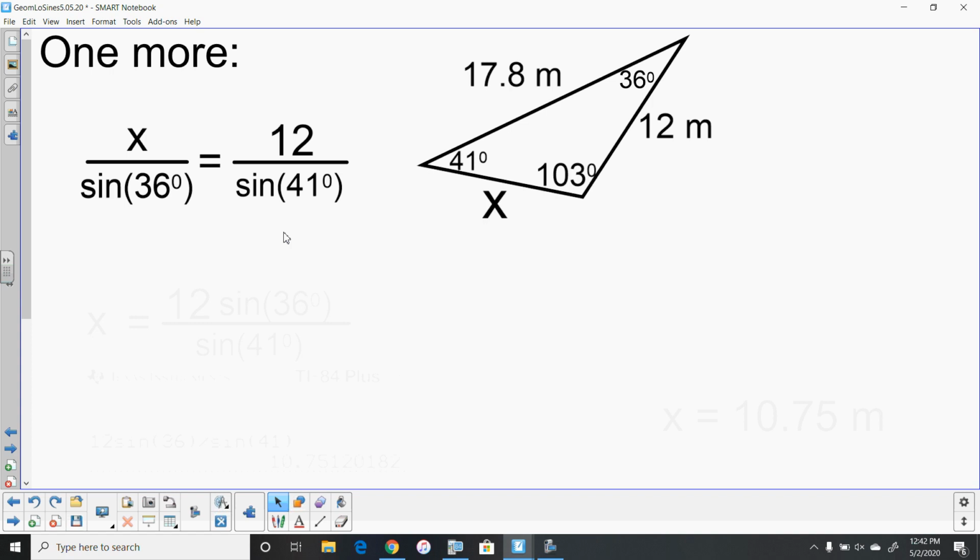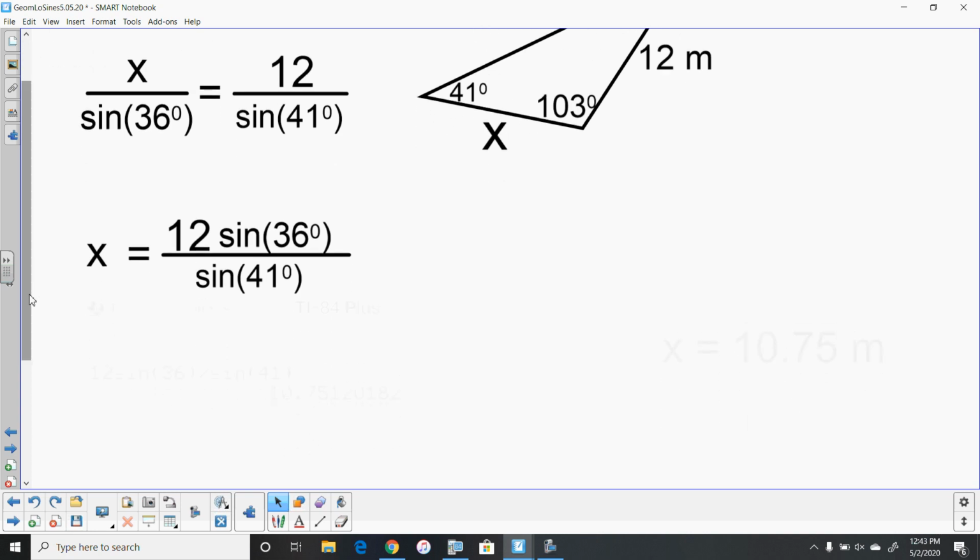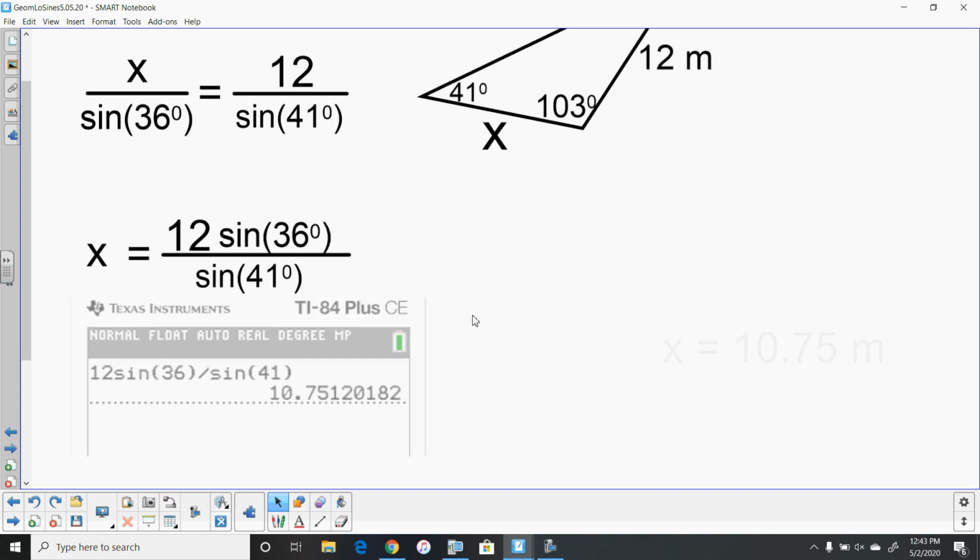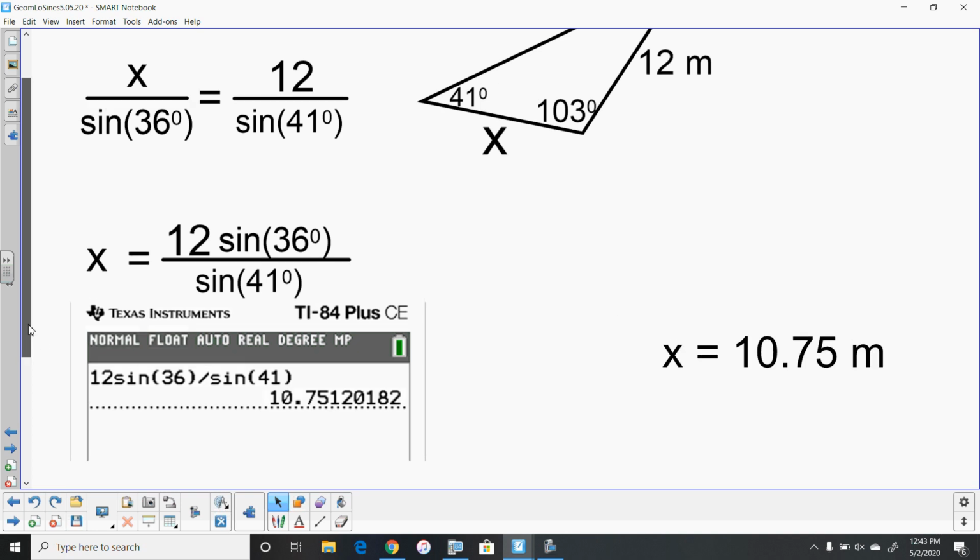If you're thinking, well, I didn't use 12 and 41, I used 17.8 over sine of 103, then you should get almost the exact same answer as well. I'm going to go through just using 12 and 41. I multiply both sides by sine 36. My calculator, I can type it in just like that, 12 sine 36 divided by sine 41. I get 10.75, and my units were meters in this problem.